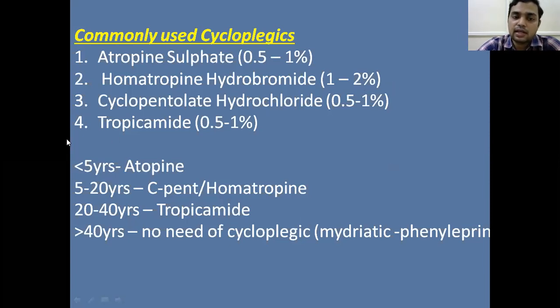If the patient is less than 5 years, we usually use atropine. If it is between 5 to 20 years, cyclopentolate or homatropine. If it is 20 to 40 years, we use tropicamide. If it is greater than 40 years, there is no need of cycloplegic. Mydriatic phenylephrine is sufficient. So these are the various cycloplegic and mydriatic drugs used while doing refraction.